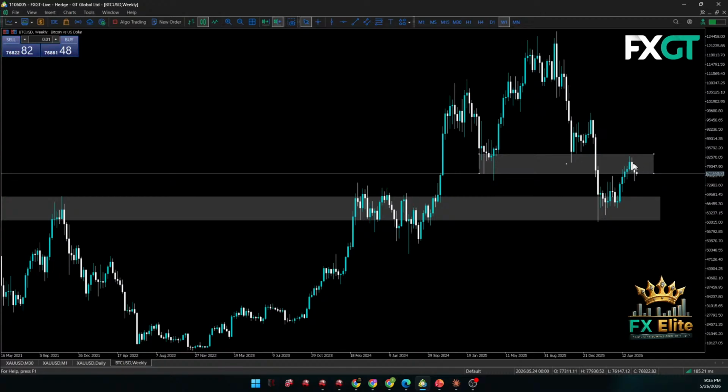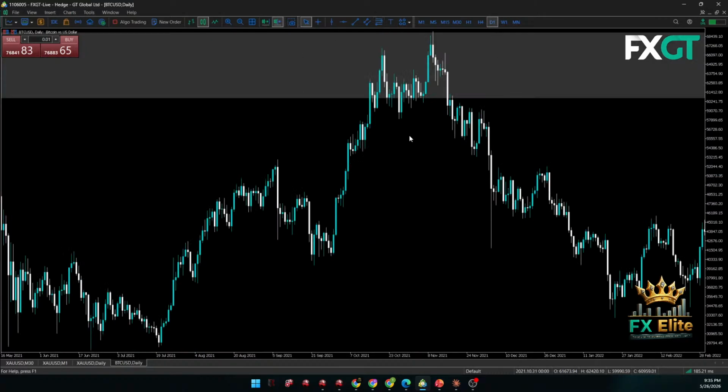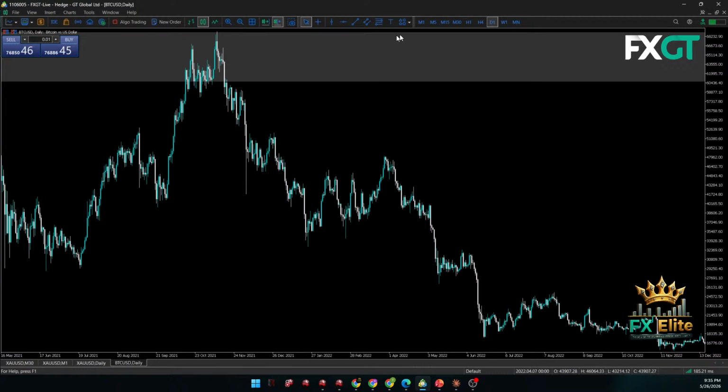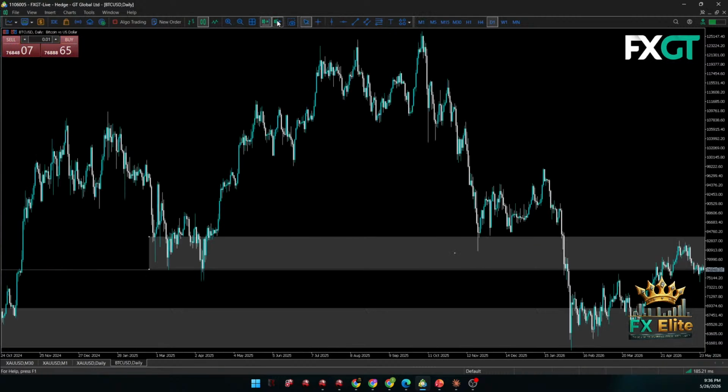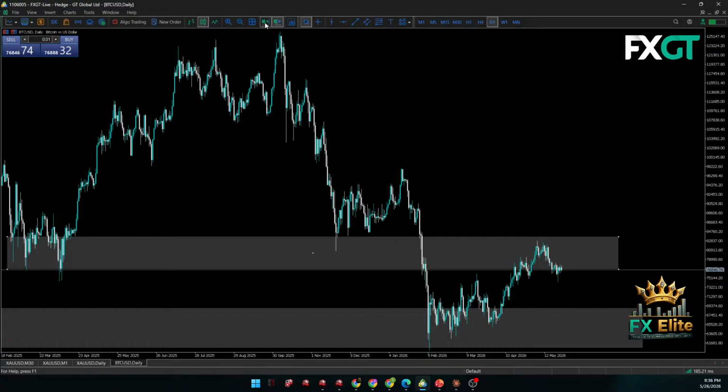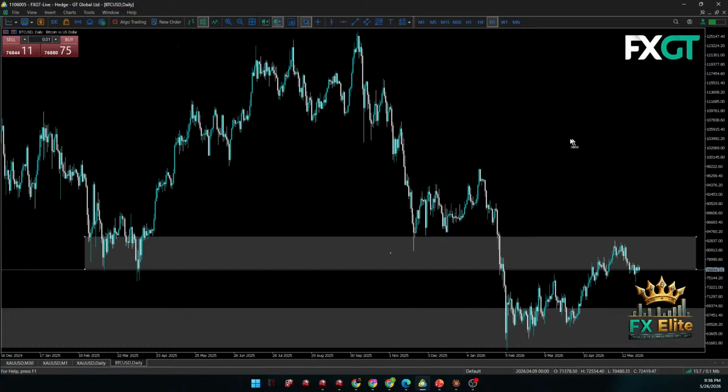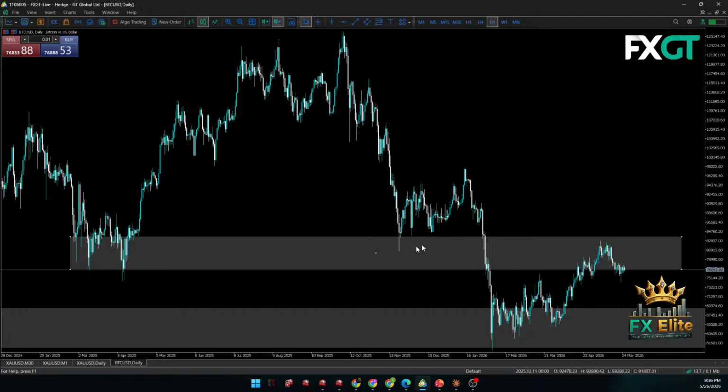So right now it reaches that point. Okay, so right now it's playing between these two areas. This is the resistance and this is the support for weekly. Okay, let me go and see daily. Okay, so this is the daily chart. So basically, as you can see, this has become a support area, and as soon as the price broke through, this becomes an SNR flip. So now this area is a resistance area for the daily time frame as well.